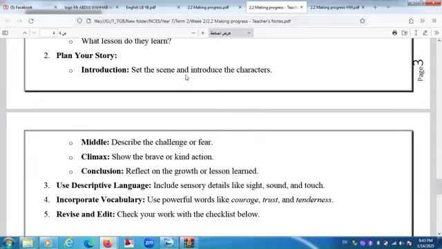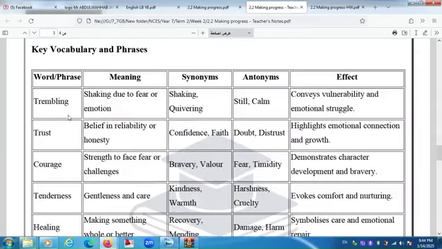In the introduction, set the scene and introduce the character. In the middle, describe the challenge or the fear. The climax, show the peak of the problem. Conclusion, reflect on the growth. How did you solve the problem? What's the lesson learned?